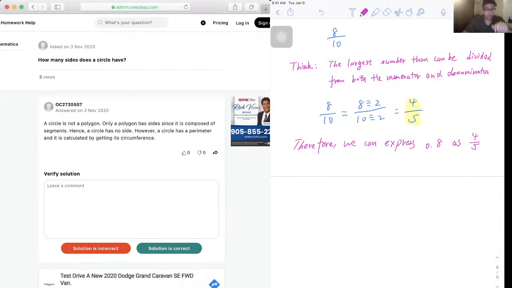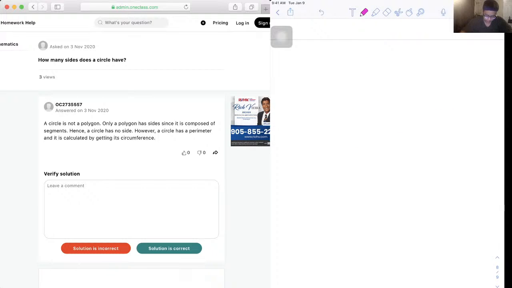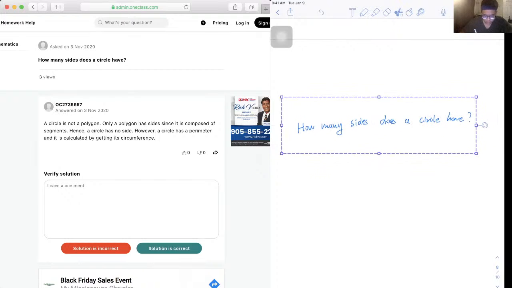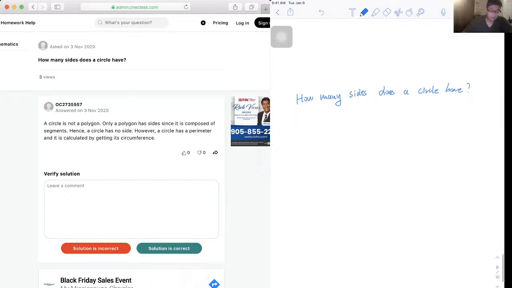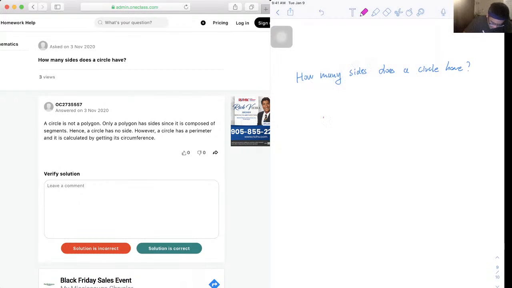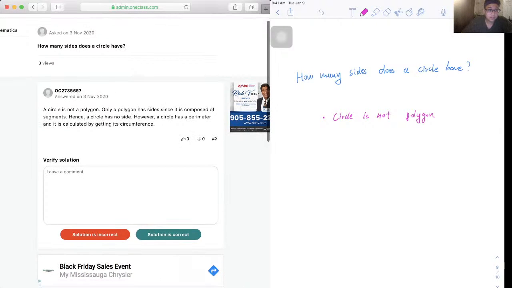Okay, so our next question is asking us, let's copy it down. So how many sides does a circle have? Alright. So first thing we need to mention is that a circle is not a polygon. Okay, so only a polygon has sides since it's composed of segments. Hence, a circle has no side.